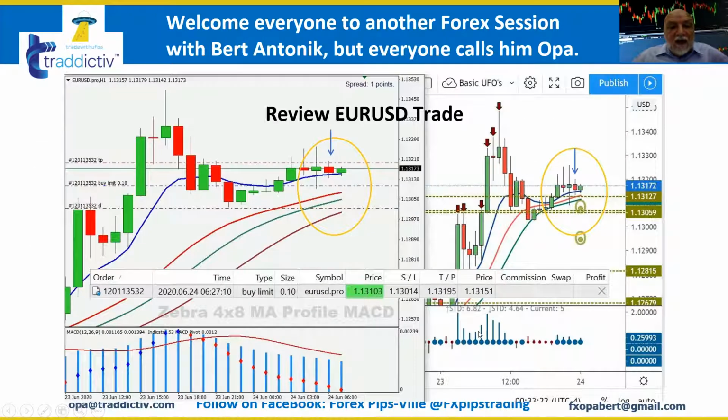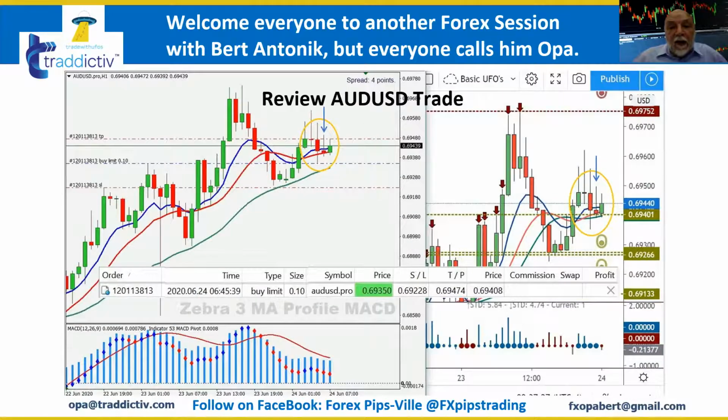All right, so let's take a look now at the Euro USD trade. You can see here was the trade set up. The buy limit order was put in here. Okay, the buy limit order was put in here. So I was anticipating that price would come down to the buy limit and then move back up. Where's my, whoops.